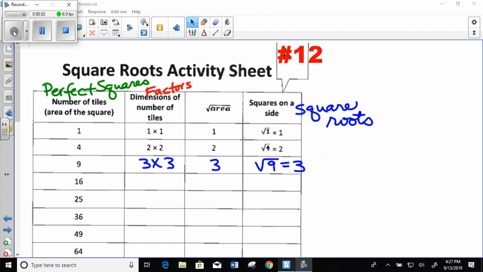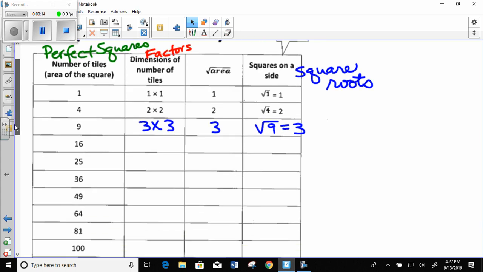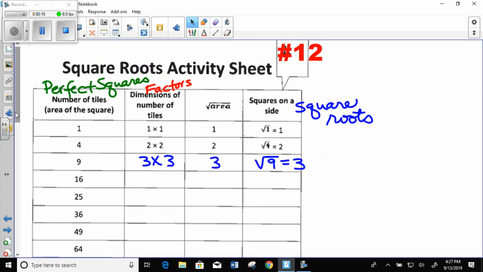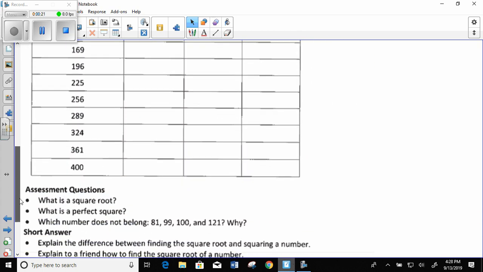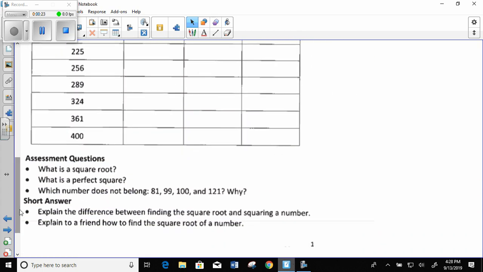Hello everyone, welcome back. When you are home watching the video, you might want to make sure that you have your calculator ready, your pencil, pens, highlighters. Make sure you finish page 12, which is the square roots activity sheet, and then I would like for you to answer the questions at the very bottom and be ready to discuss those next class.